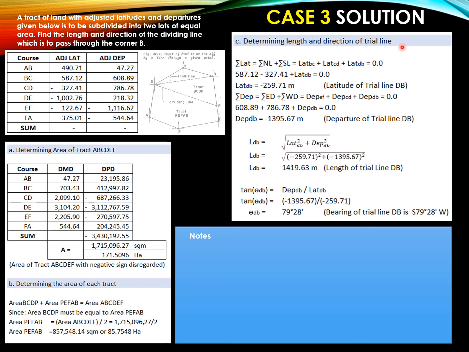So, let's try this line BD. Here, BD. Line DB is what is written here, so we can get this DB. And the length of this is 1,419, and the bearing is 79 degrees 28 minutes. So, we will consider this one as a closed traverse.